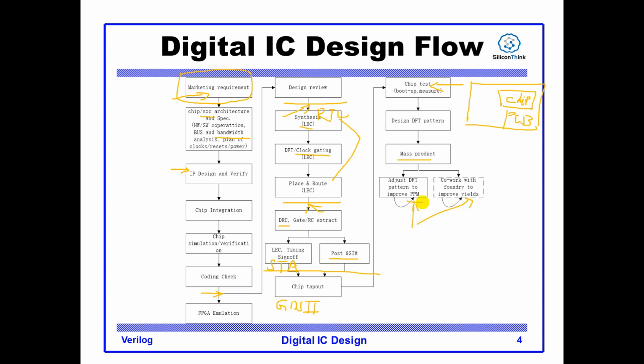So what is PPM? That is parts per million. For example, if we delivered 1 million chips to our customers, and even though we have used DFT patterns to detect the bad chips, there are still some malfunctioning chips delivered to our customers. For example, maybe 100 per million. So in this case, the PPM number should be 100 PPM.